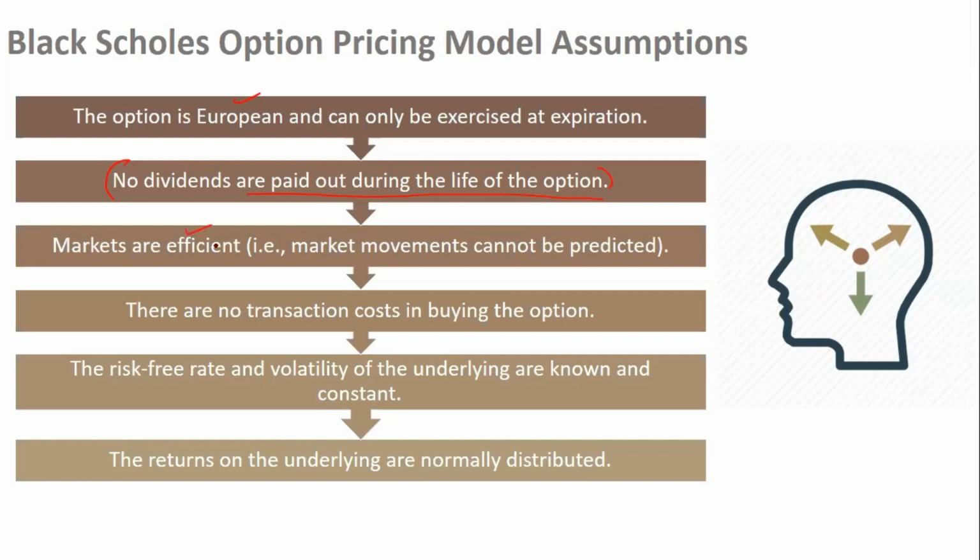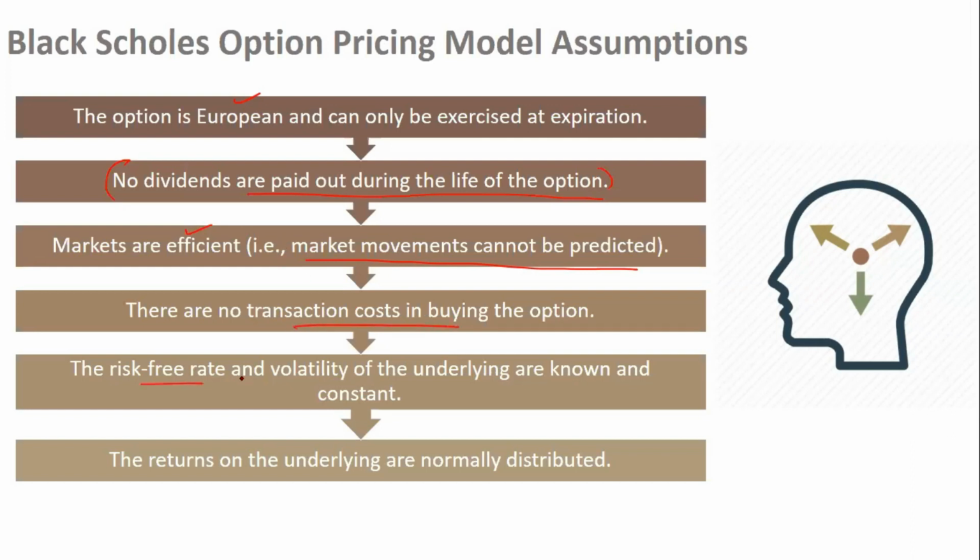Markets are efficient. Efficient means the market reflects all the available information. That means no one can predict the market movement. Logically, it means that unless a new piece of information hits the market, the market should not move. So no one should be able to predict the market because no one is in a position to predict the information. There are no transaction costs in buying the option.